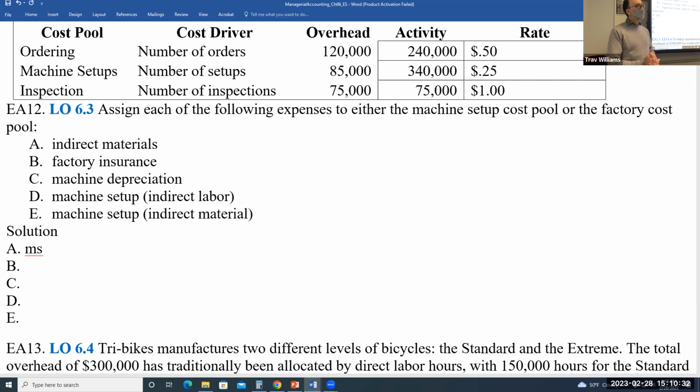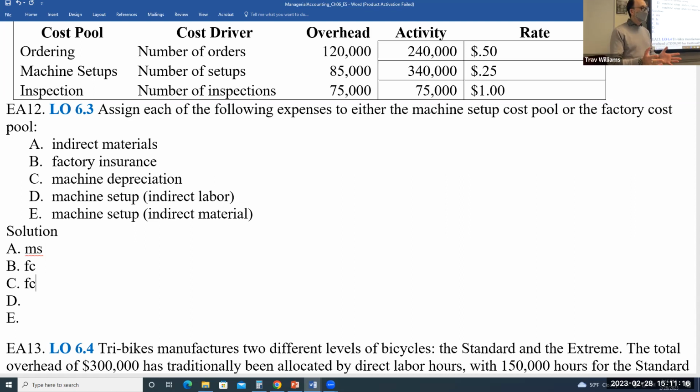What about insurance on the factory? Is that more related to setting up the machine or just an overall factory cost? Factory. Overall factory cost. So that one's straightforward. So we'll just put FC for factory cost. How about depreciation on your machines? How do we calculate depreciation? Usually over time, right? It's not per setup of the machine. So the official answer here is factory cost, although if you wanted to argue against it, go for it, but it does make sense. It would be part of your overall factory cost.